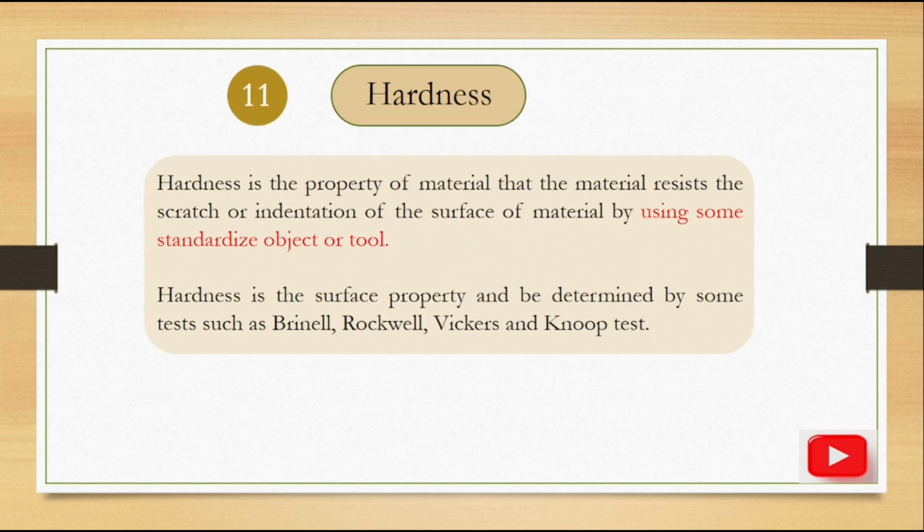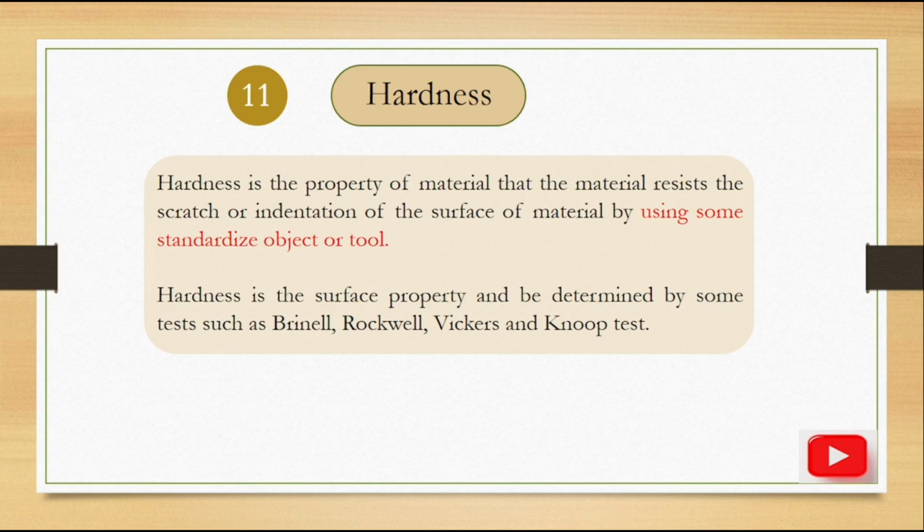Hardness. Hardness is the property of material that resists scratch or indentation on the surface of material by using some standardized object or tool. So this is important here: by using some standardized object or tool. Hardness is a surface property and is determined by tests such as Brinell, Rockwell, Vickers and Knoop tests.